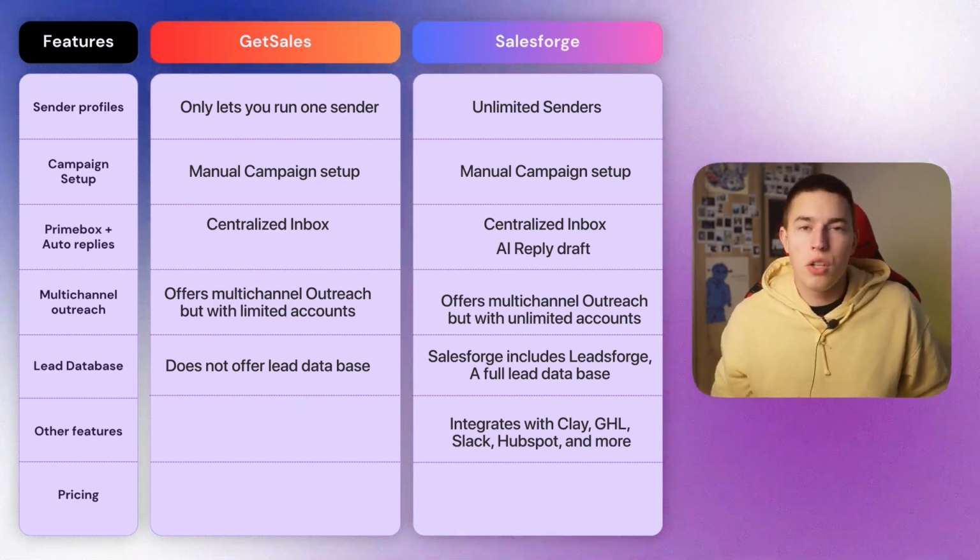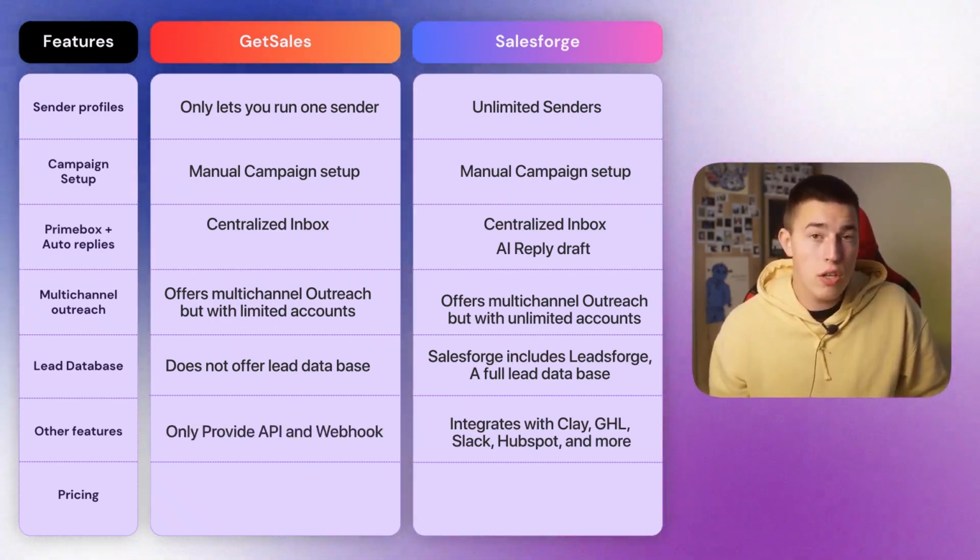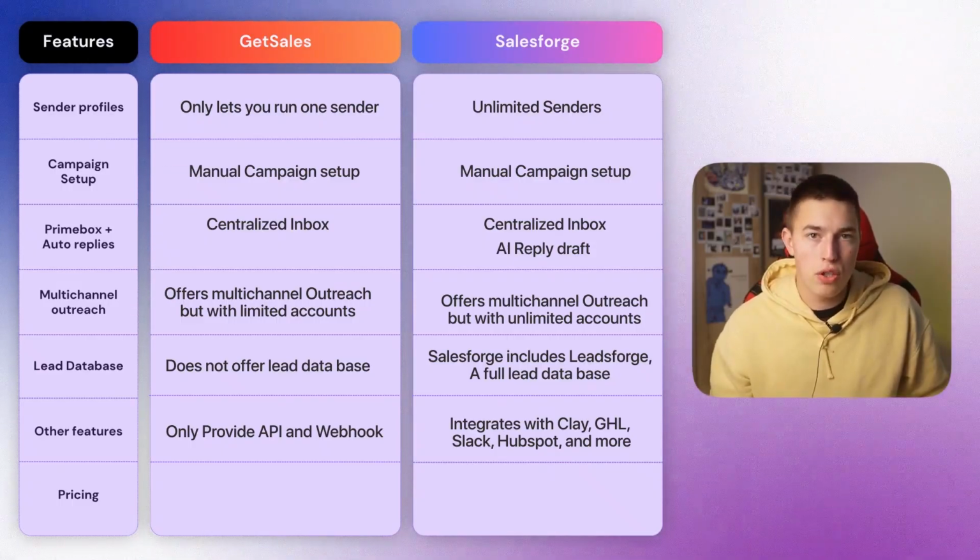Now let's do a quick rundown of other features. Salesforge integrates with Clay, Go High Level, Slack, HubSpot, and more. GetSales doesn't list any native integrations, but does provide API and webhooks. Salesforge also includes free email warm-up, unlimited mailboxes, and AI hyper-personalization in the same plan. Both platforms support white labeling.